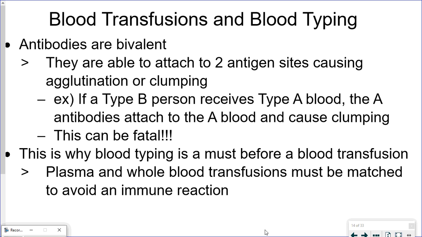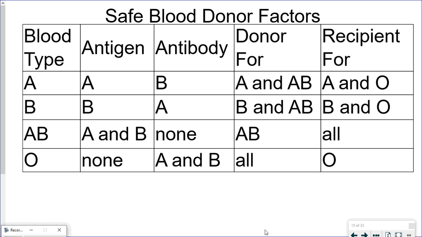And they can actually do transfusions with plasma and whole blood. So they have to match both of these with an appropriate blood type. Here's kind of how they know who can receive blood and who can donate blood. So remember, if you have type A blood, you have A antigens and B antibodies. So you can donate to someone else who is not going to interfere with your A antigens.